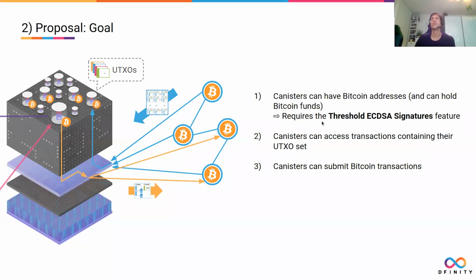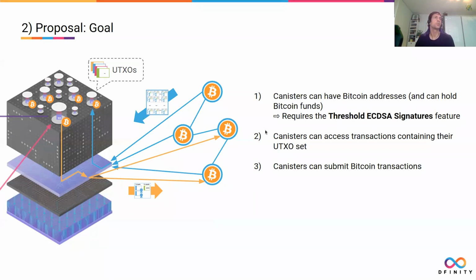The second part, as mentioned before, is that canisters must be able to access transactions containing their UTXO set. Right, so it must be possible to get these into the canisters so that they know what they can spend and give them the means to spend it. And third is the ability to actually submit Bitcoin transactions out into the Bitcoin network again. This is actually not trivial because canisters cannot just communicate with the outside world. Right, they're very restricted in order to keep the operation deterministic. There is no communication allowed to the outside world other than responses to ingress messages. So this is also a new piece of functionality that is needed.